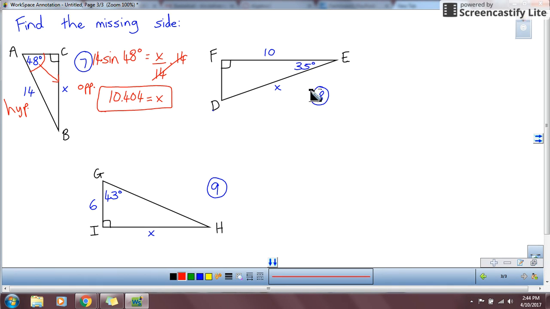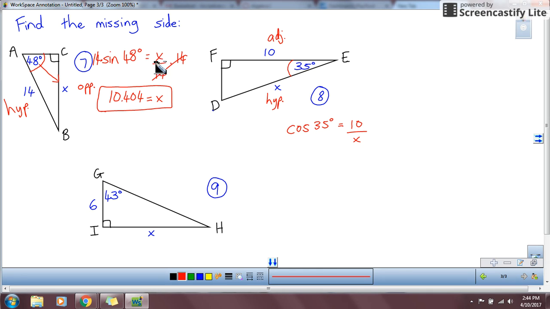Okay, number 8. We're starting from this angle right here. So obviously this is our longest side, so this is the hypotenuse. This would be the opposite side over here, which would make this the adjacent side. So now you ask, which rule, sine, cosine, or tangent, uses adjacent and hypotenuse? And that is cosine. So you would say cosine of 35 degrees, remember the degree angle always goes right here, equals adjacent, which is 10, over hypotenuse, which is x.